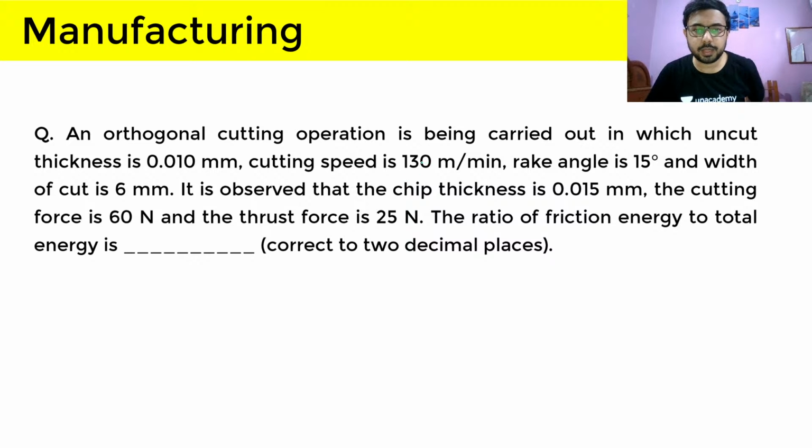Uncut chip thickness is given, cutting speed is given, and rake angle is given, width of cut is given. It is observed that chip thickness is this much, and cutting force and thrust force are also given. Orthogonal cutting, again very important, you have to notice this. Ratio of friction energy to total energy is asked.